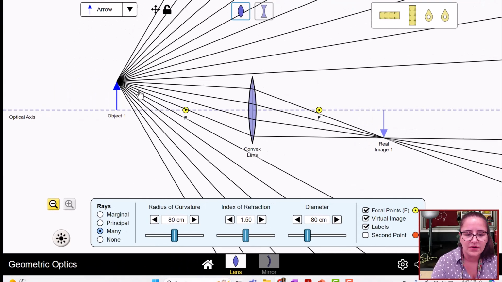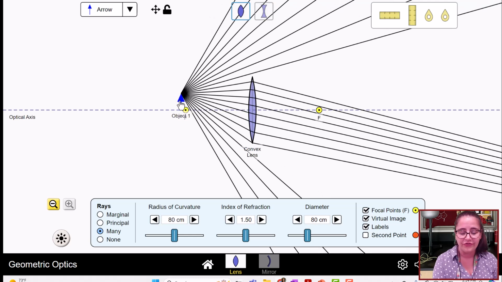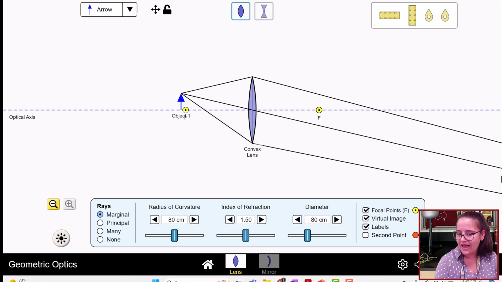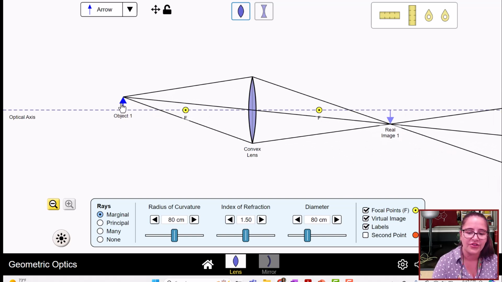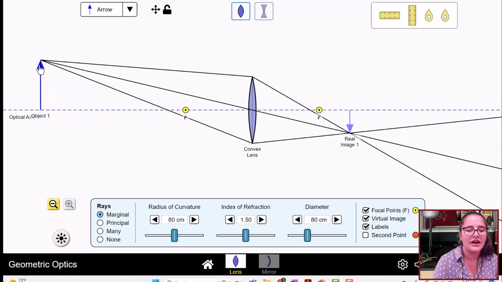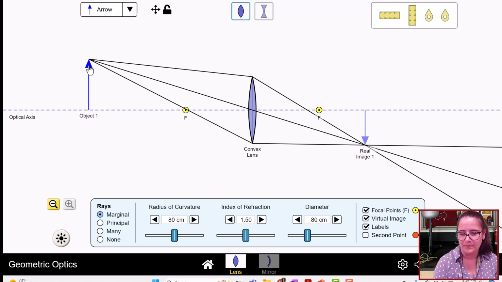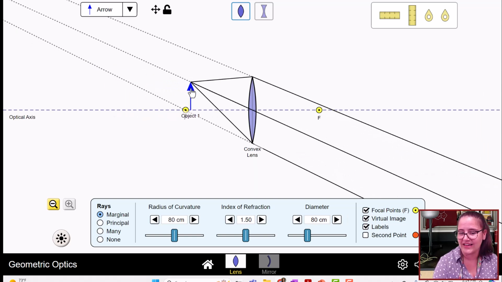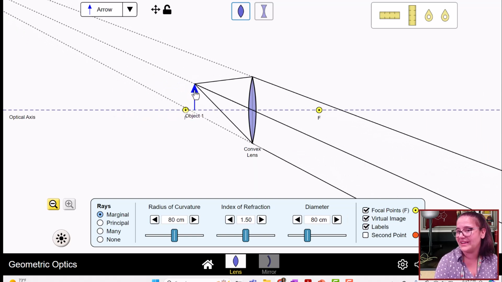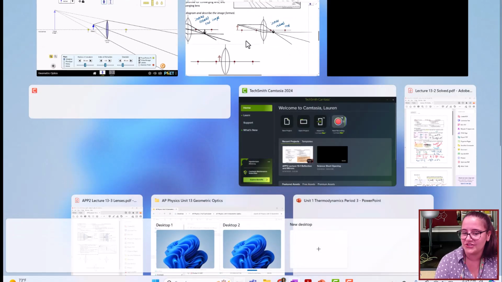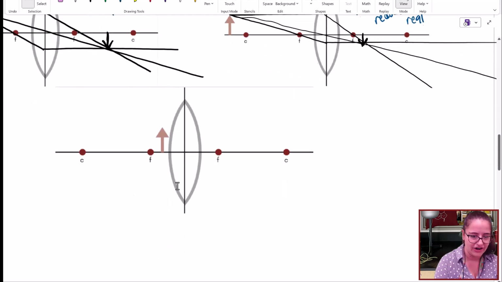Okay, so we can start with that object near the focal point, and our image is going to be way far out there, can't see it here. And as that object gets farther away, our image approaches the focal point. You can start to see things are going to get a little different when we get in front of that focal point. So let's go ahead and draw one of those ray diagrams.